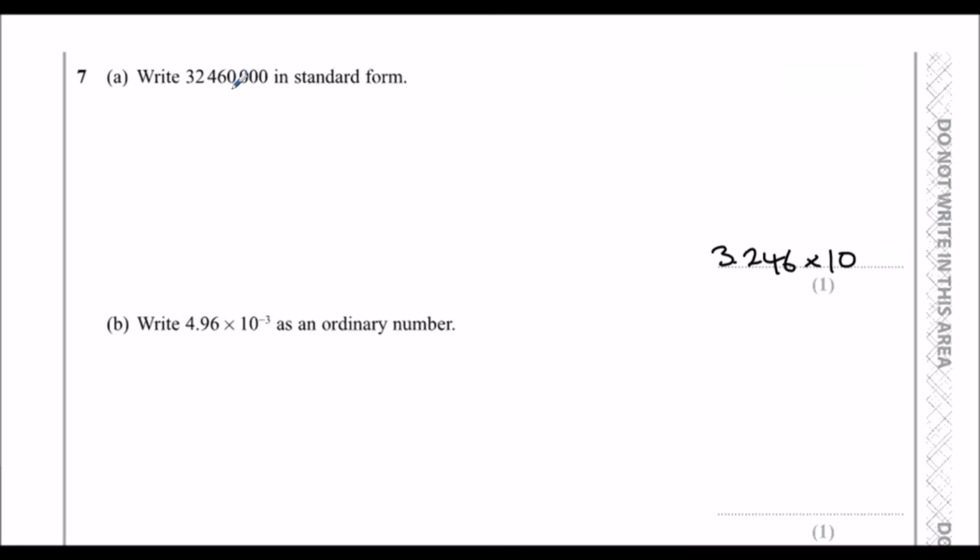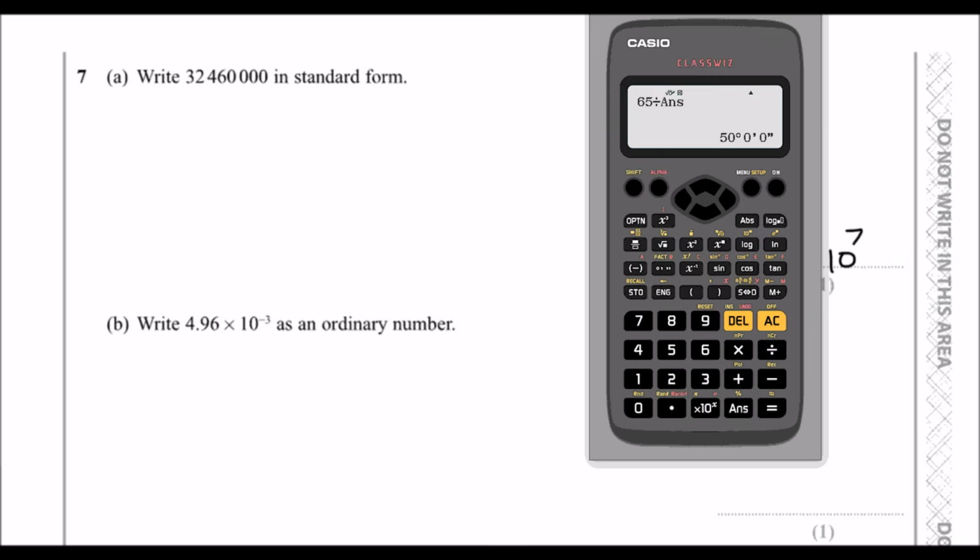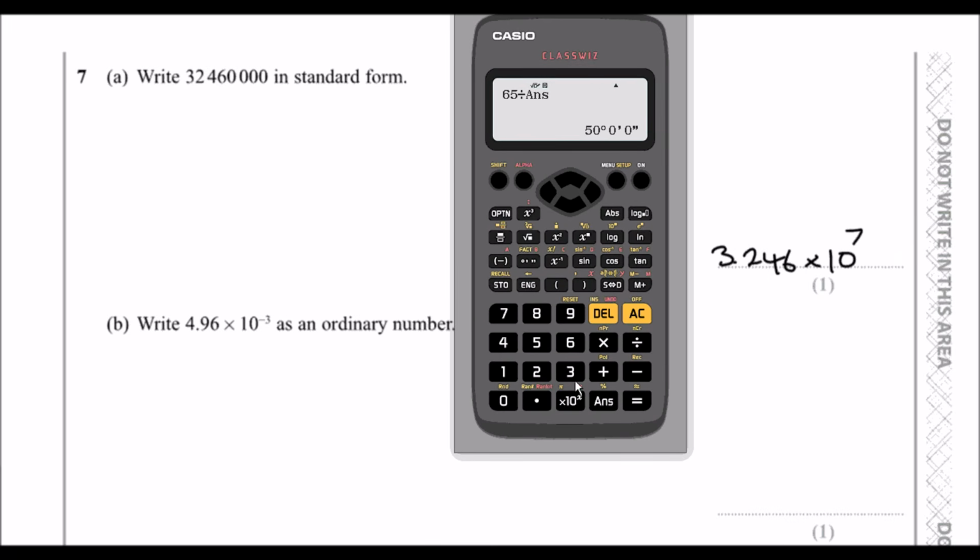So 1, 2, 3, 4, 5, 6, 7. So 7 times. And we can check that using our calculator by typing our answer, 3.246 times 10 to the power of 7, into the calculator, and we'll go back to 32,460,000.